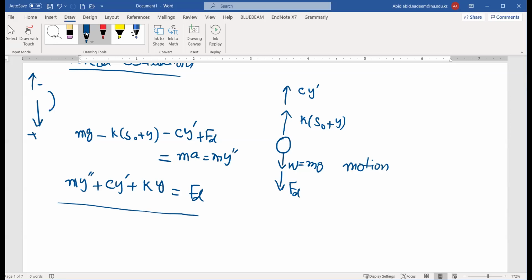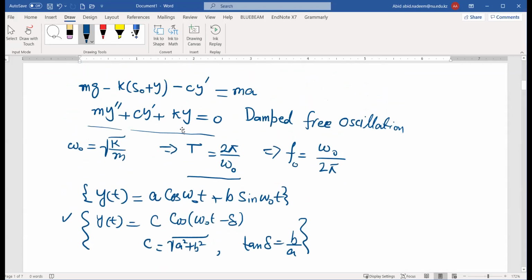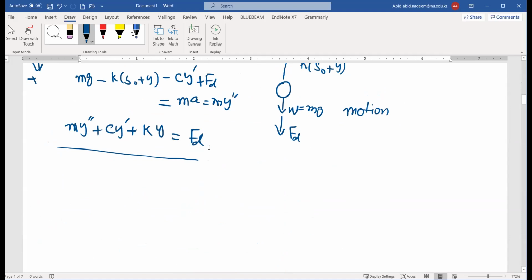Compared with the previous equation, this is the same equation but with a non-homogeneous term. So this is a non-homogeneous equation. Normally speaking, it is more practical to represent this driving force in terms of a sine or cosine function. For example, we take this driving force as equal to F naught cosine of omega t. Now, why do we take this cosine function?